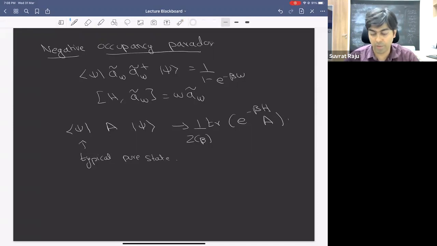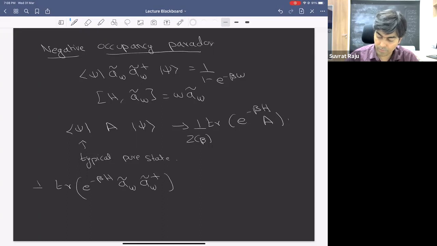Everything we say is just going to be about order 1 terms. And at order 1, you can just replace an expectation value in a typical pure state with a trace in the canonical ensemble. And therefore, if you believe the first line that we have here, then it tells you that the trace of e to the minus beta H of a omega tilde dagger is equal to 1 by 1 minus e to the minus beta omega, right? Okay, let's call this object T.